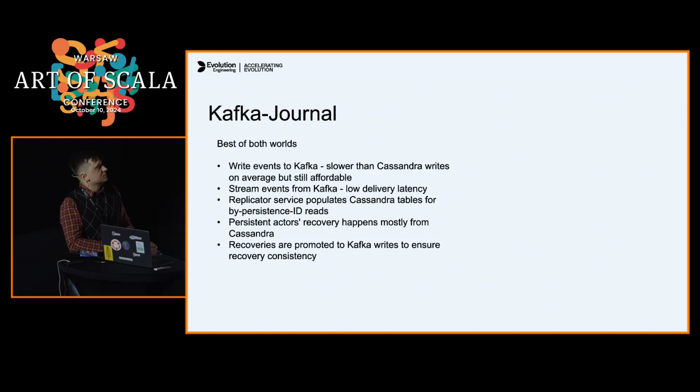Yeah, so what we came to is called Kafka Journal, and we basically combine together Cassandra and Kafka. We write events to Kafka, which is a bit slower than writing them to Cassandra. Let's say an average write to Cassandra on premises might take a millisecond, 2 milliseconds. So an average write to Kafka on prem would be around 20, 30 milliseconds, maybe 50 milliseconds.